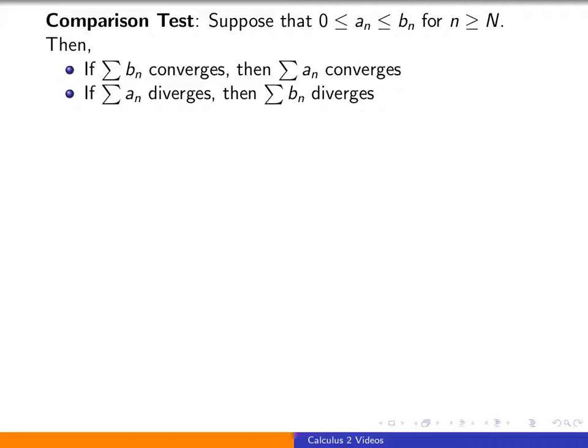In this video, we will continue our investigation into the convergence and divergence of series. Specifically, we will look at two new tests, first of which is the comparison test.